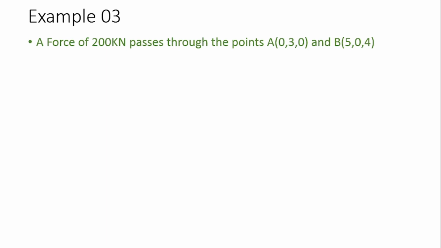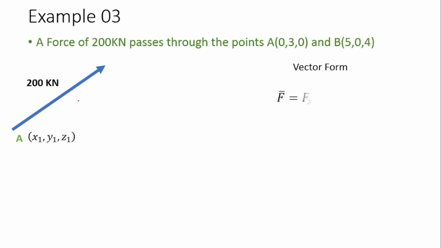Now let's see a slightly difficult example. Question number 3. A force of 200 kN passes through the points A(0,3,0) and B(5,0,4). So two points and their coordinates are given in this example. The magnitude of the force is 200 kN. Initial point A is x1, y1, z1 and the coordinates of B are also given in the question.